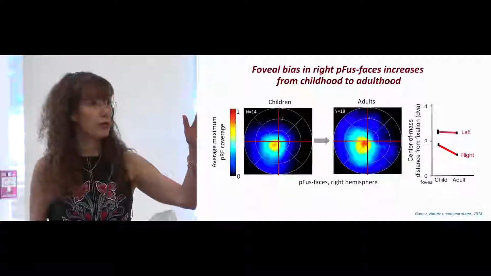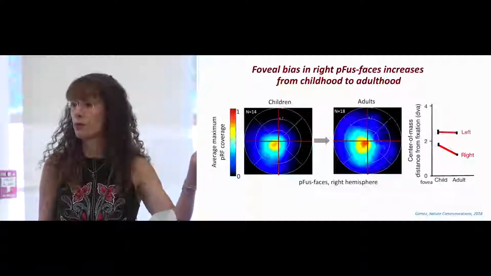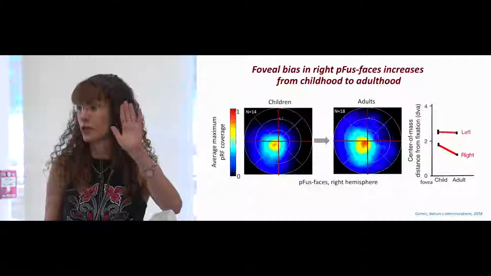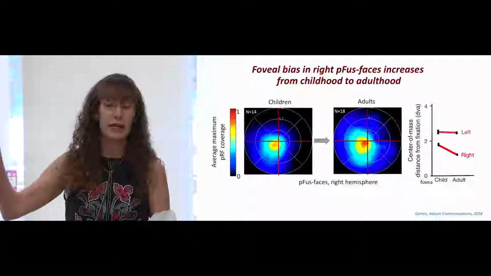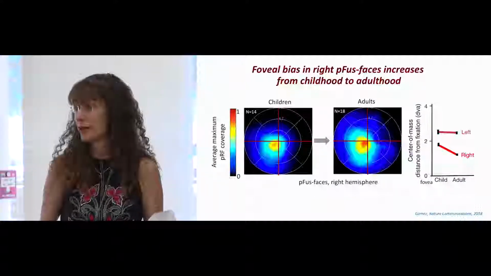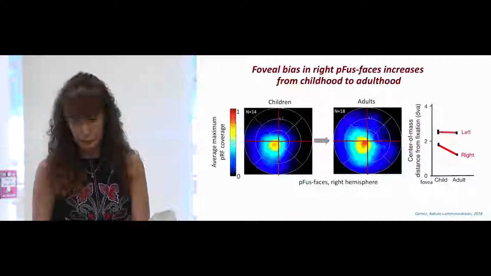I'm not going to show you here, but in the same paper, we have data from the word-selective cortex. And in the word-selective cortex, we see the opposite effect: we have increases in the foveal bias in the left hemisphere, but not in the right hemisphere.